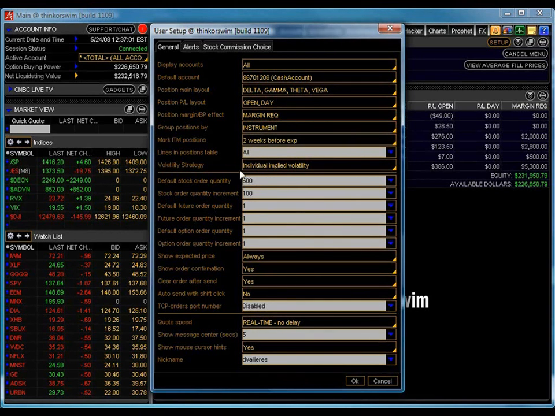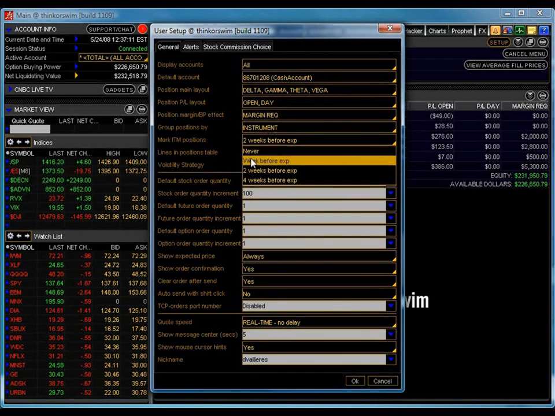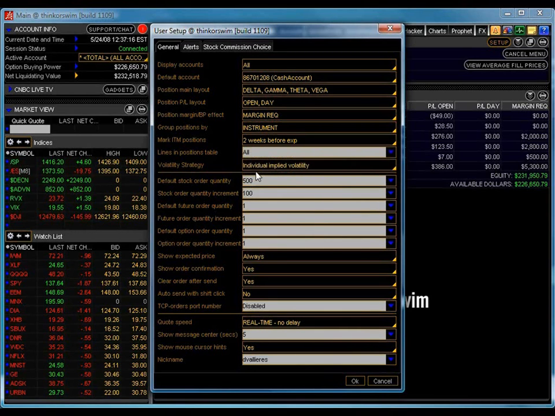You can also select whether or not you want to mark the ITM, which is in the money positions, 2 weeks before expiration, a week before expiration, or 4 weeks before expiration. I just selected as a default 2 weeks before expiration. Lines in the position table, I really don't play around. Volatility strategy implied, I want the individual implied volatility. You can also select volatility smile approximation or fixed volatility per expiration date. But I like the implied volatility on the individual options, so I just selected that.